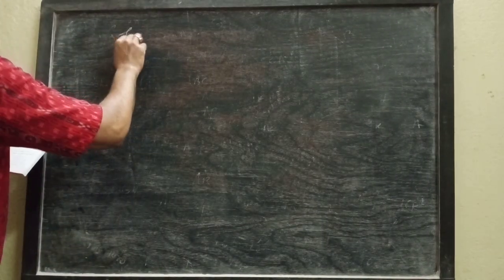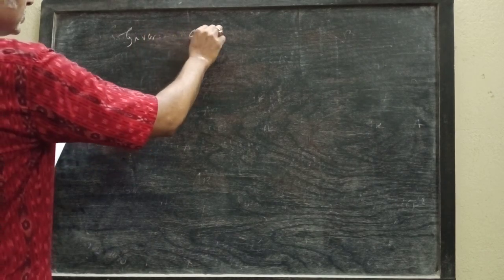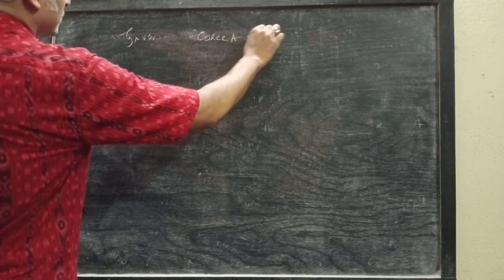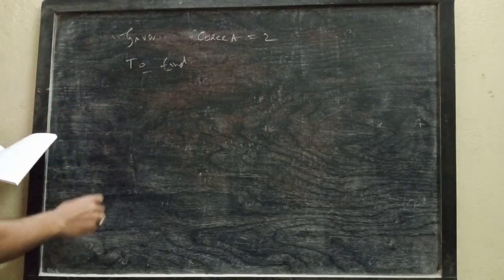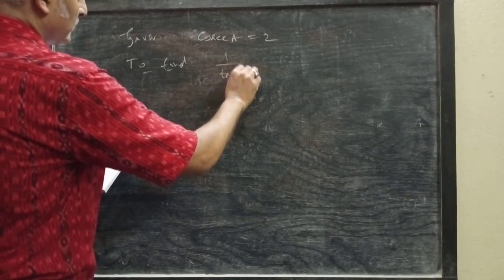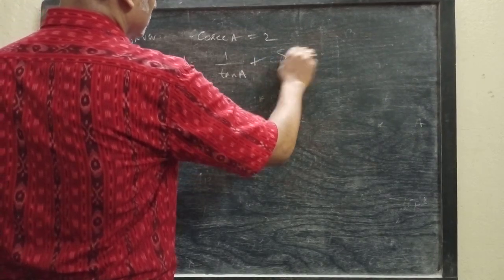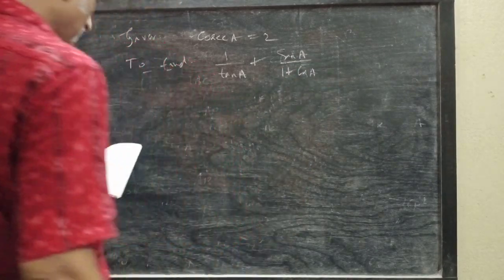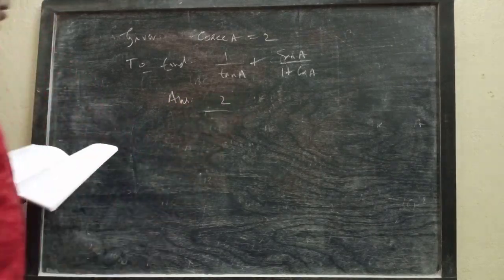Given cosec A equals 2, find 1 by tan A plus sin A by 1 plus cos A. Your answer will be 2. Do it on your own.